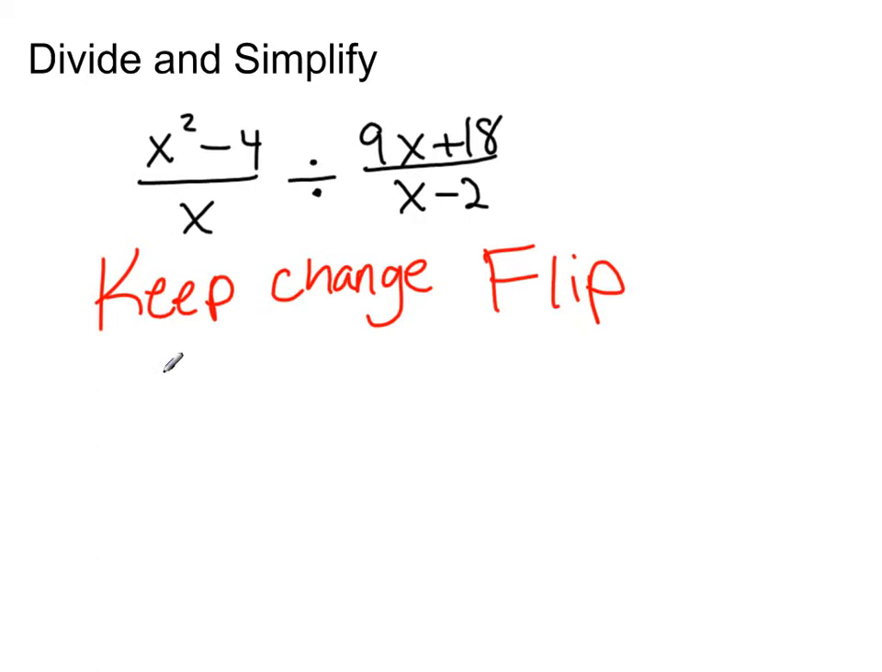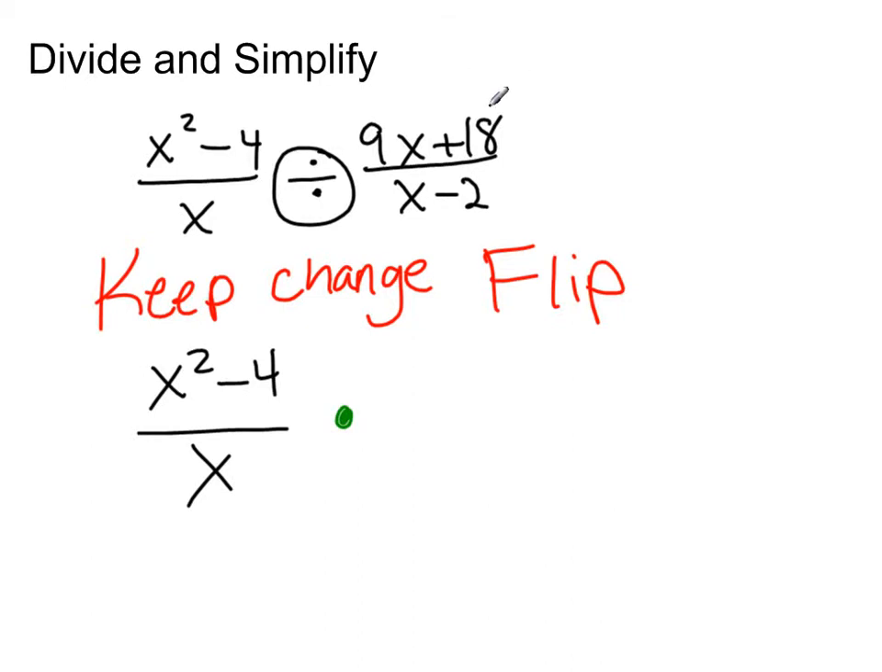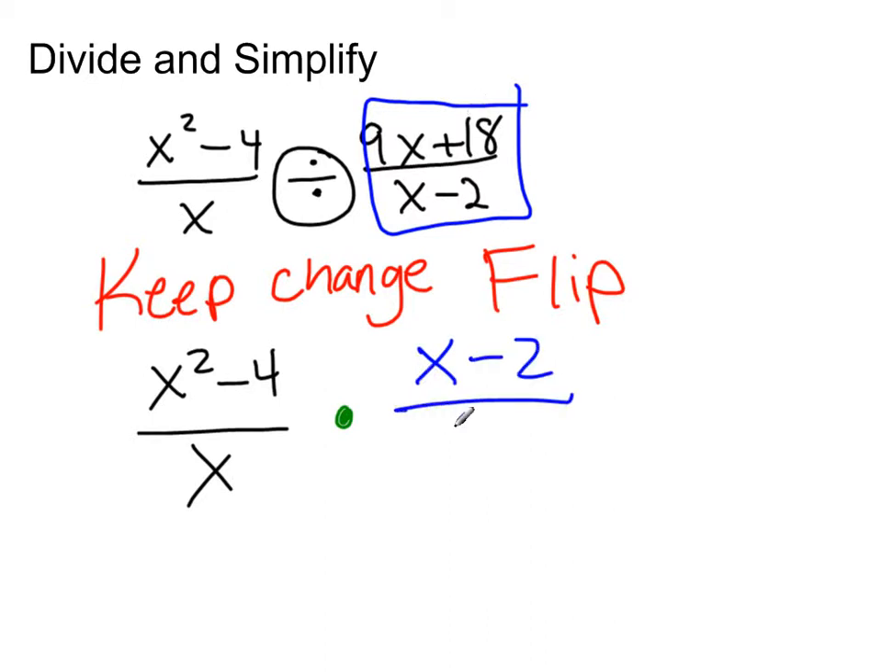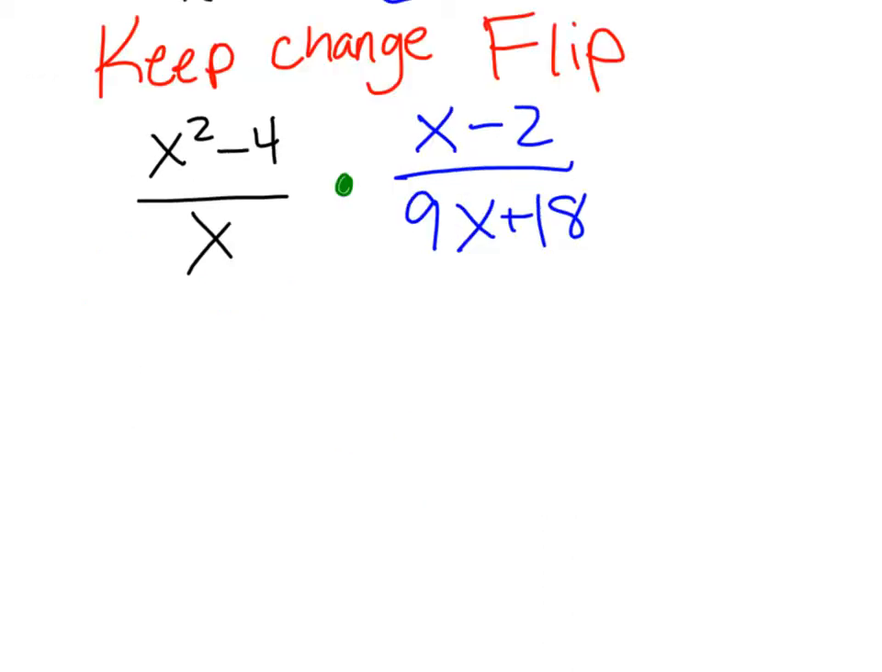So, we'll keep the first guy, whatever it may be. Doesn't matter. Instead of dividing, we are going to change it to multiplication. And we're going to find the reciprocal of the second part. So whatever's in the bottom now goes up top. Whatever's in the top is now in the bottom. Now, since we're multiplying two rational expressions, we factor as much as possible.